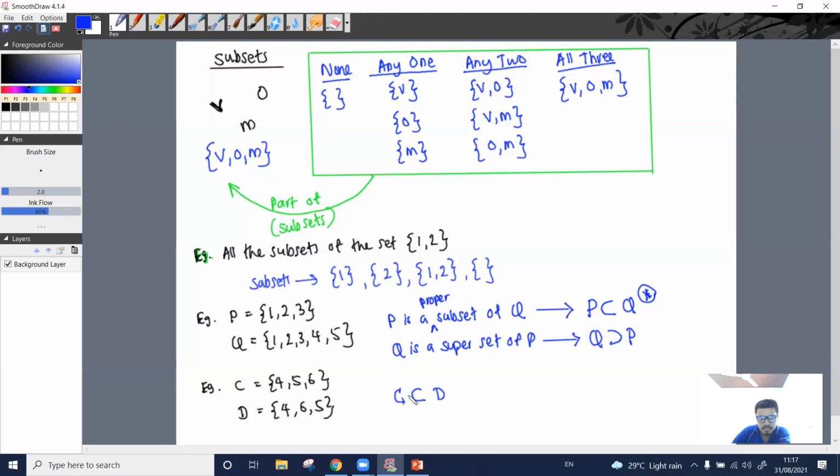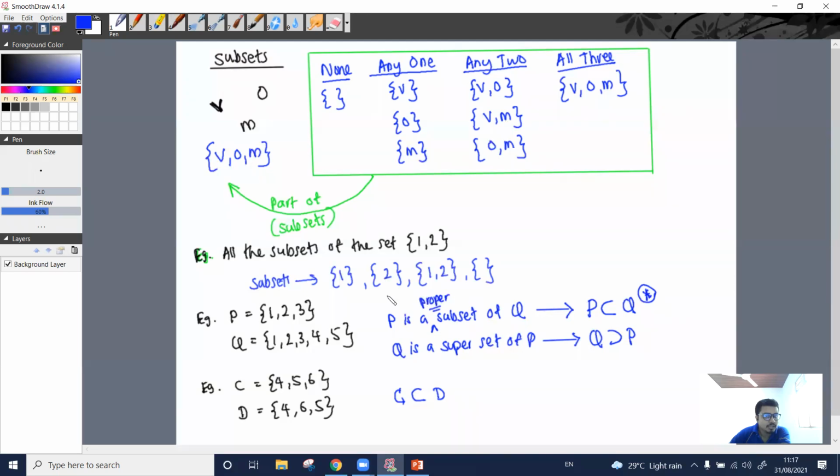C is a proper subset of D. Is it correct? Yes or no? If we write that C is a proper subset of D, is it right? It is not a proper subset. Why? We cannot use the word proper.